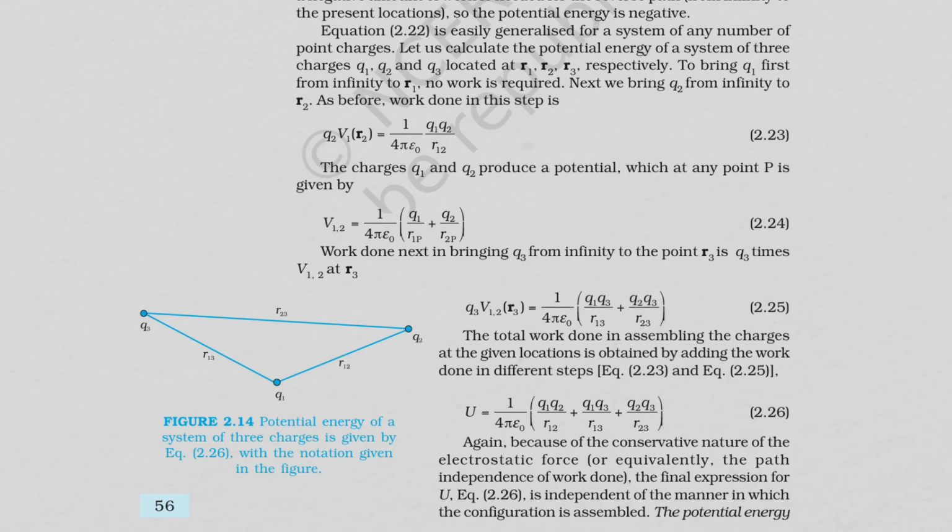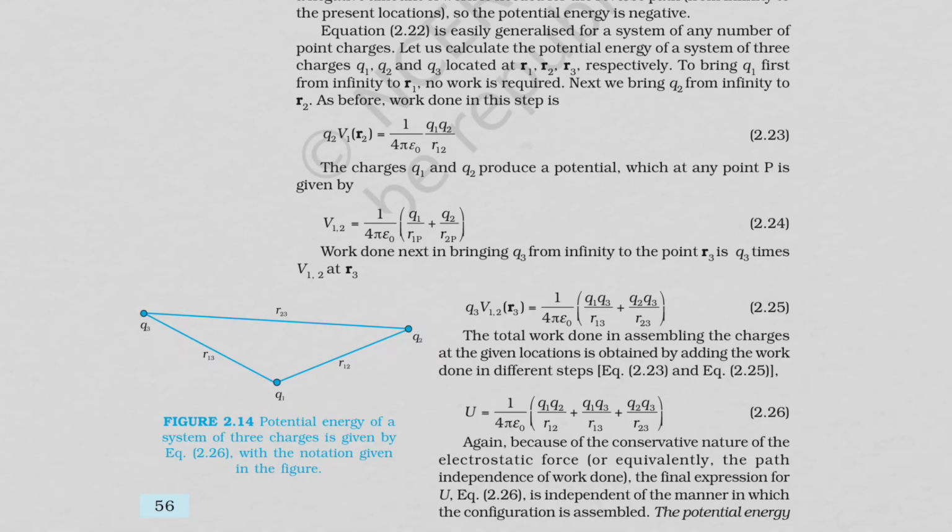Okay, let's bring more charges into the system. Earlier it was only two charges, now there are three charges. So what will happen now? First of all, as you can see, this is Q1, Q2 and Q3. Let's say that from infinity we will bring one charge first. Let's say we will bring Q1 first.